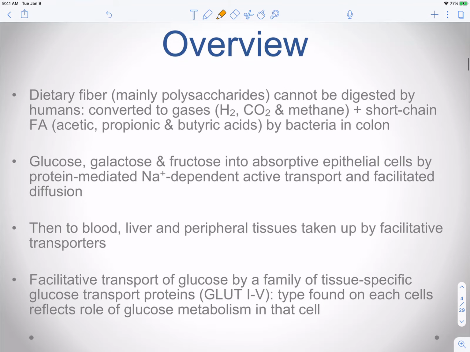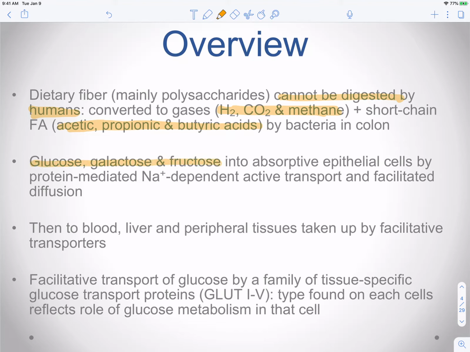Okay, so dietary fiber cannot be digested by humans. We don't have the enzymes for that. And so they're going to be passed into the colon where they're going to be worked on by bacteria and converted to gases, methane, for example, carbon dioxide, and hydrogen. They're also going to become acetic, propanoic, and butyric acids, and these are going to be absorbed and used as energy by your colon epithelial cells.